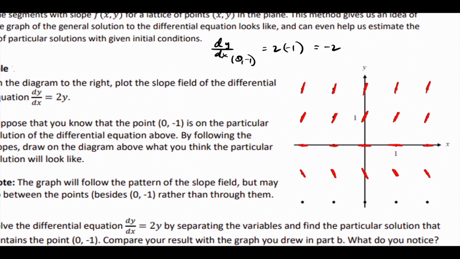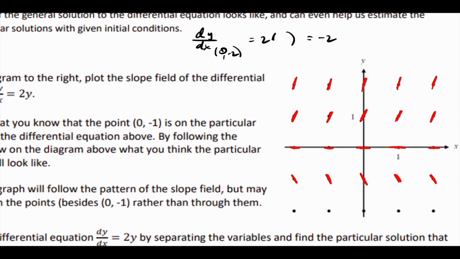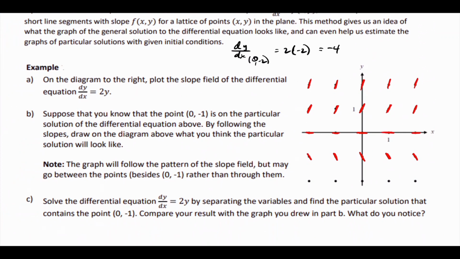Okay. All right. Last line. 0, -2. -4. It looks like everywhere y is -2, it's going to be -4. And you're done. That's a slope field.